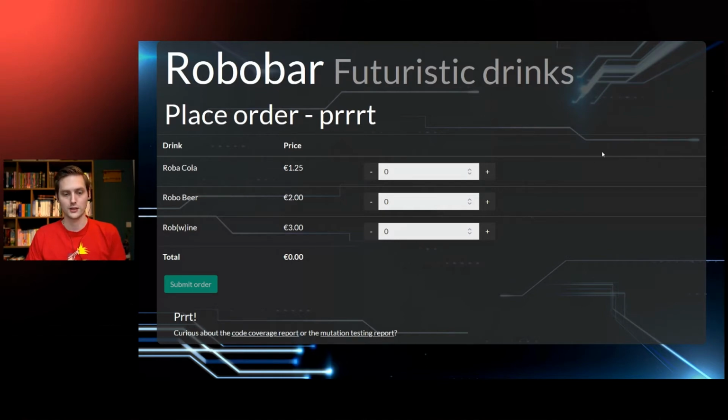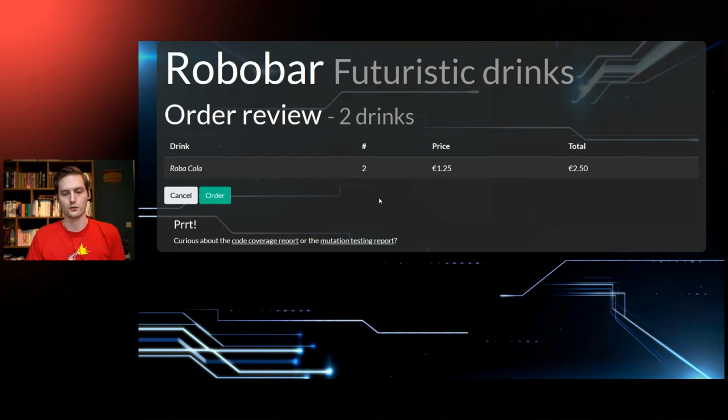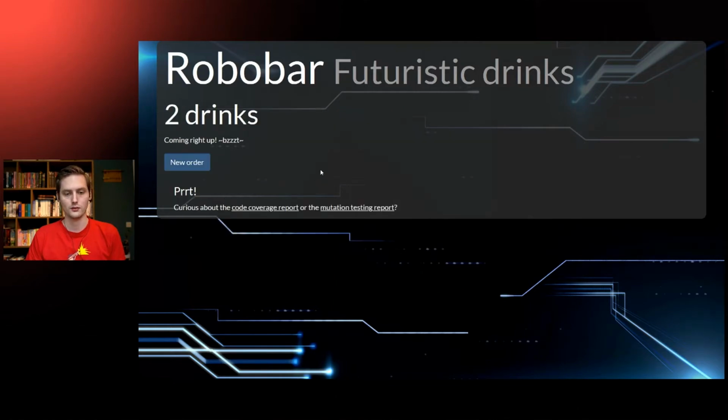So this is what the application will look like. Currently, we only support 3 drinks: Robo Cola, Robo Beer, and Robo Wine. For now, let's start off easy with 2 colas. I can submit my order, and then I get an order overview, which contains my 2 colas. Then I can press the order button, and the robot will start to prepare my drinks and bring them to my table.